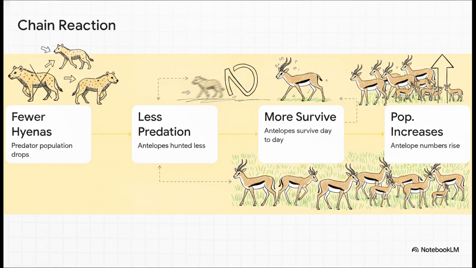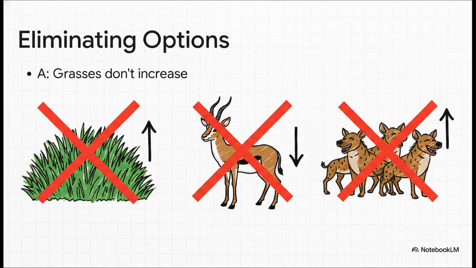And finally, step 4, because all these extra antelopes are surviving and having babies, the overall antelope population drastically increases. Okay, let's take this logic and apply it to eliminate the wrong answers, which is a rock-solid test-taking habit, by the way. Option A says grasses will increase. Well, that's definitely incorrect. I mean, if there are more antelopes surviving, they're going to eat more grass, so grass would actually decrease.